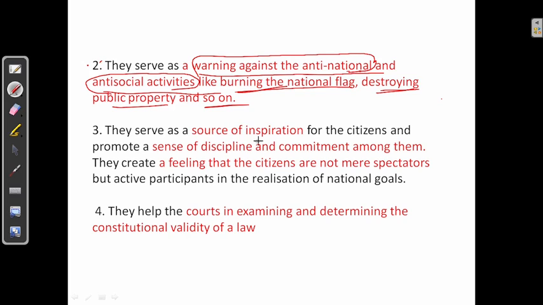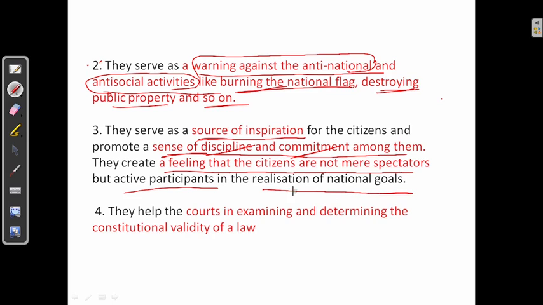They serve as a source of inspiration for the citizens and promote a sense of discipline and commitment among them. They create a feeling that the citizens are not mere spectators but active participants in the realization of the national goals.